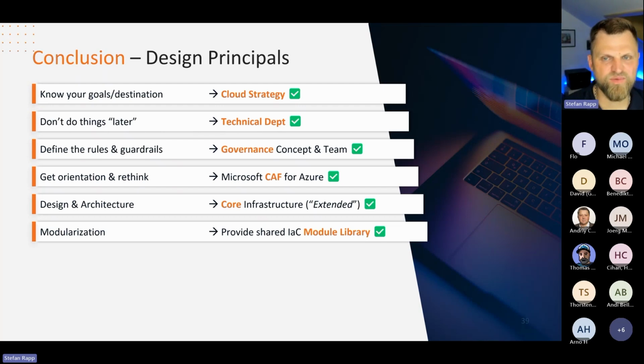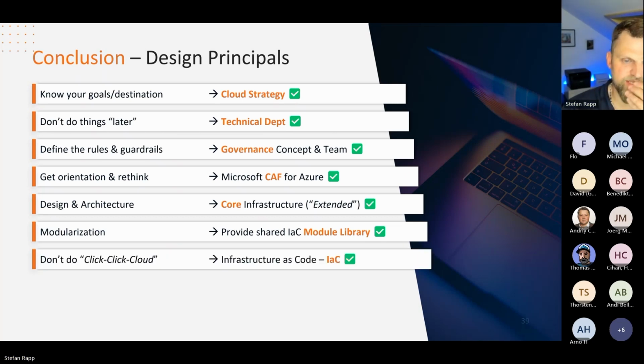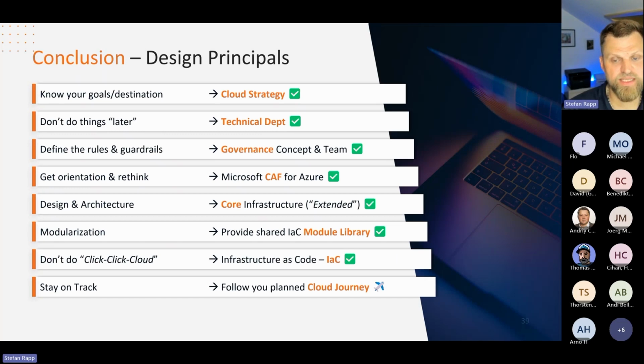And I saw really weird structures of Terraform modules which are later on not handleable and not really independently testable or usable. If a module is not reusable, it doesn't make sense. Don't do click cloud. So be focused on infrastructure as code and stay on track. I mean, if you plan a cloud journey, don't change your destinations all the time. Probably there is a reason why you chose a certain destination, and follow it according to your business justifications, the business outcomes you need to achieve.